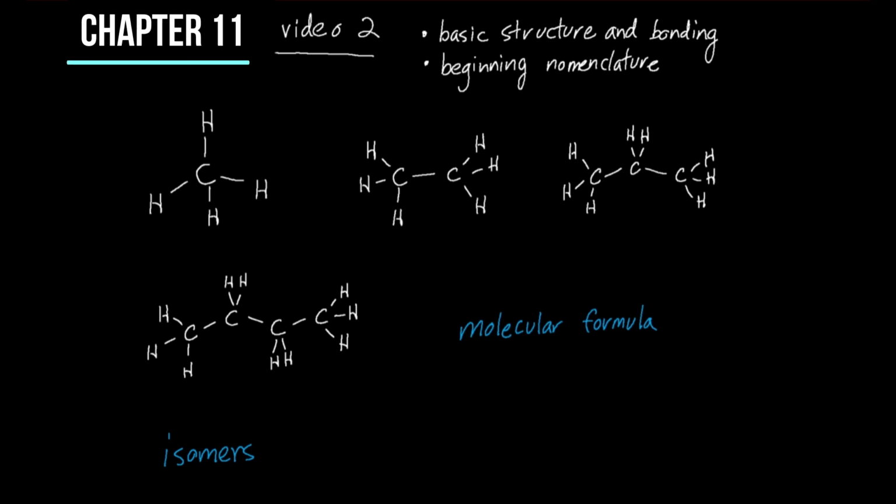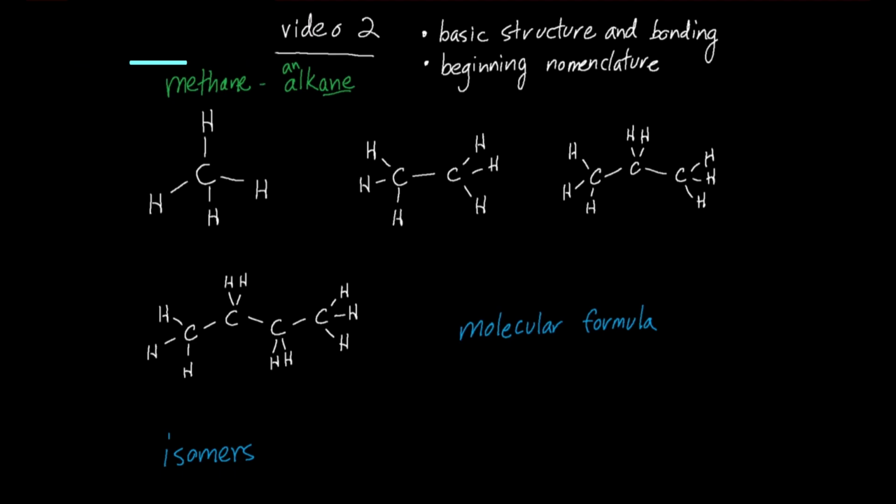What we see here are called simple hydrocarbons, compounds made up of carbon and hydrogen only. The simplest hydrocarbon is methane. It's also called a member of a class of compounds called alkanes. It's an alkane. And notice the -ane suffix for alkanes.